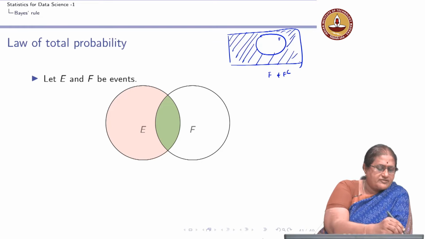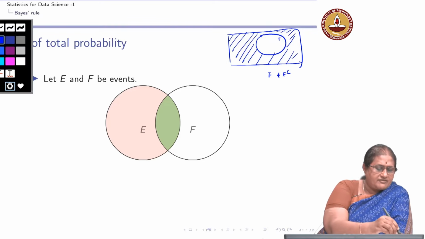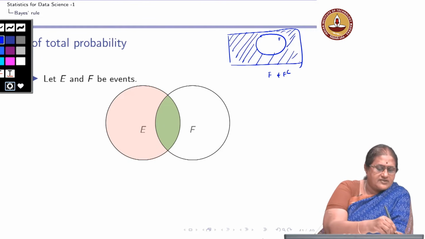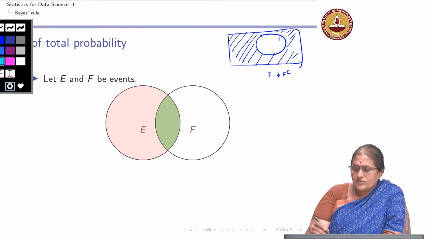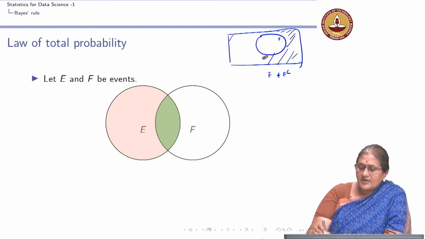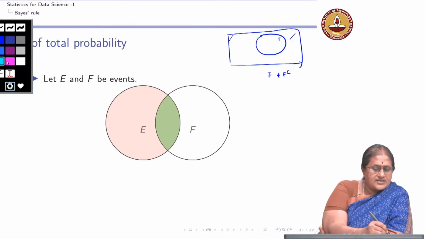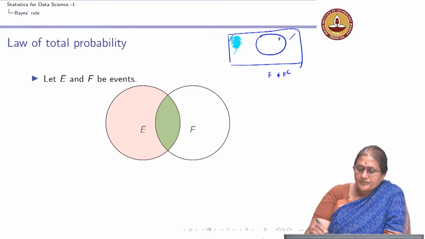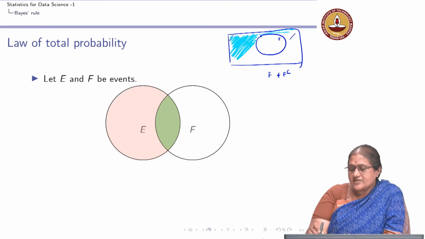So, let me use a different color to shade F and F complement. I am just looking at F. So, I have this event F, which is the white color here, and let me use a lighter color, blue, and that blue is going to be my F complement. This light blue is my F complement set.